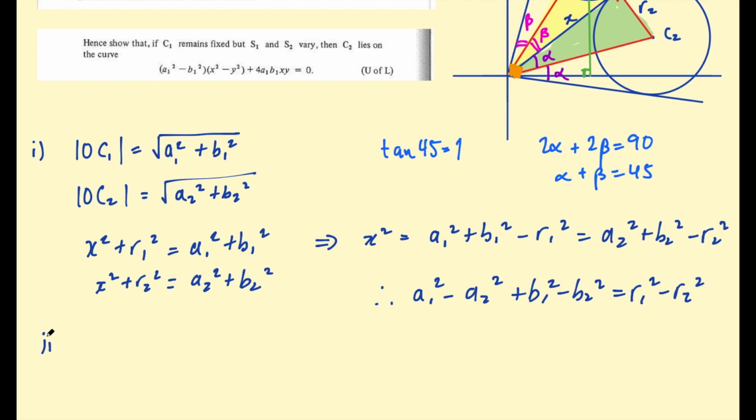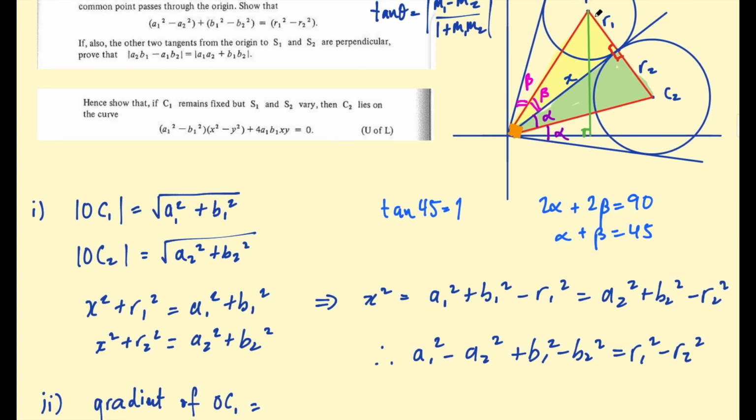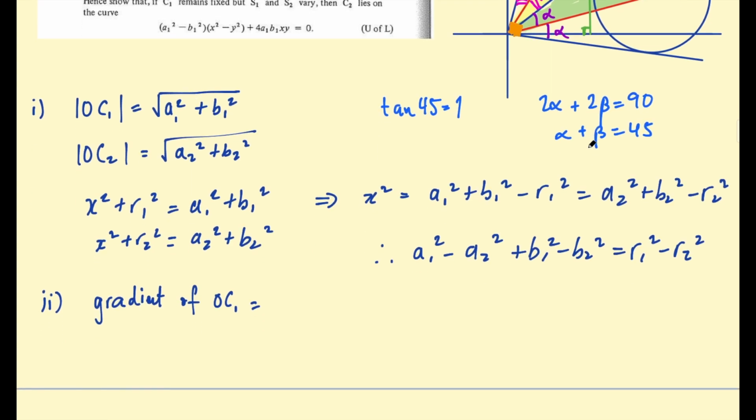So for part 2, we are firstly going to note the gradients, or the gradient of OC1 and OC2. So the gradient of OC1 is the rise over the run. So the rise is just the y coordinate of the center, and the run is the x coordinate of the center. So that would be B1 over A1. And then the gradient of OC2 is the same thing. Gradient of OC2 is B2 over A2.